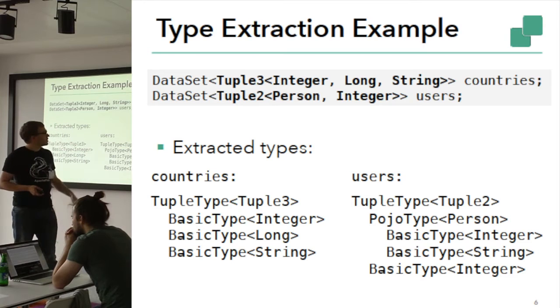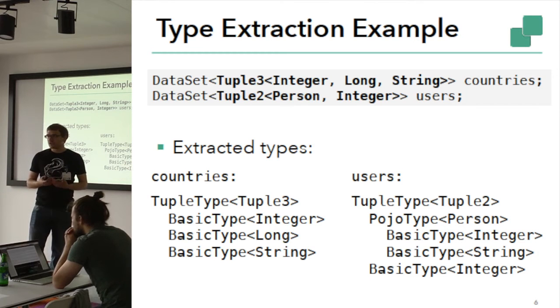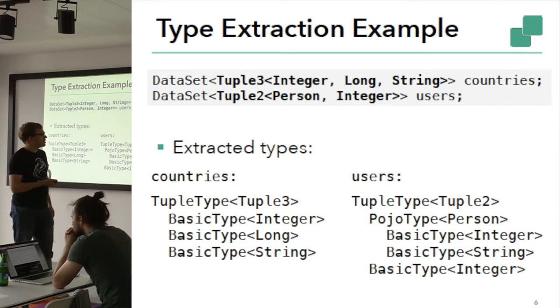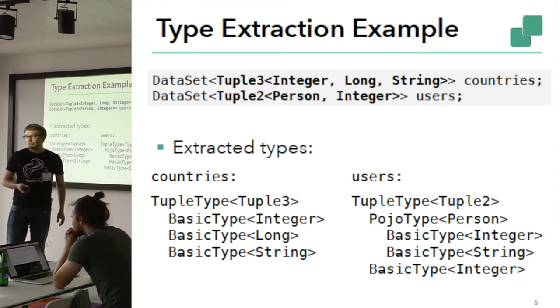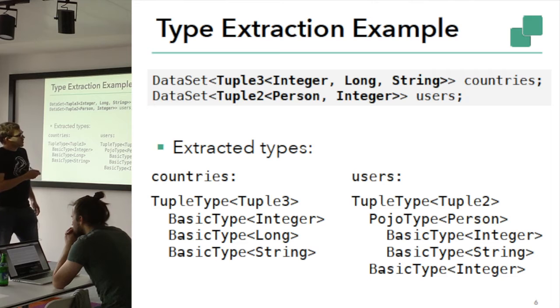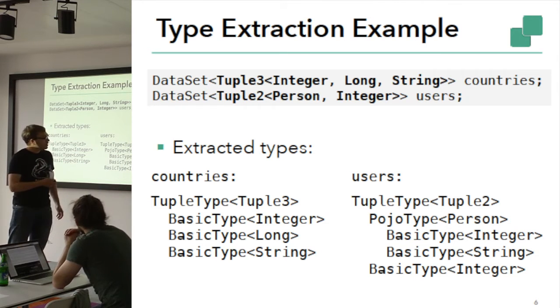For example, if you have these two data sets here, like a Tuple3 of integer, long, string, the system will generate or extract some kind of type information from that. So we have here a tuple type, which is of type Tuple3, and this tuple type would then have 3 member types: basic type integer, basic type long, and basic type string. And the second data set is a Tuple2 with a type called Person. This is like a POJO, an object that you could have defined yourself, and an integer.